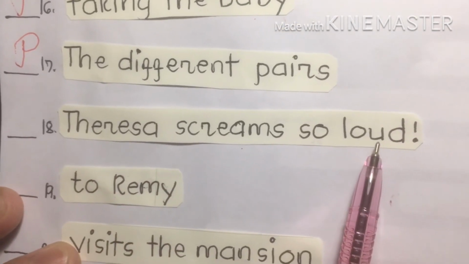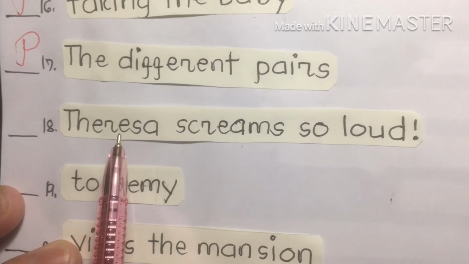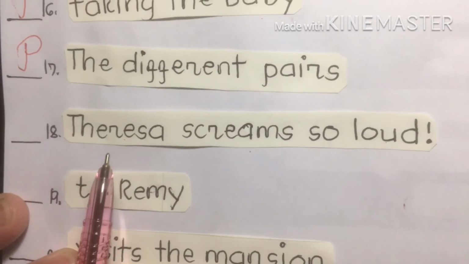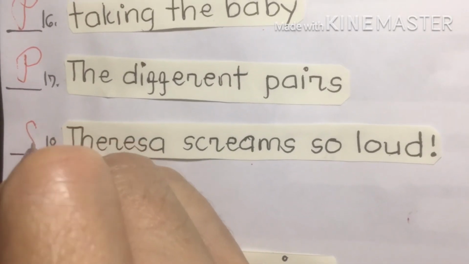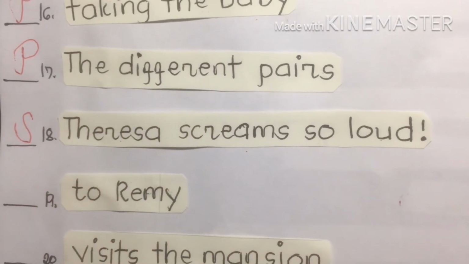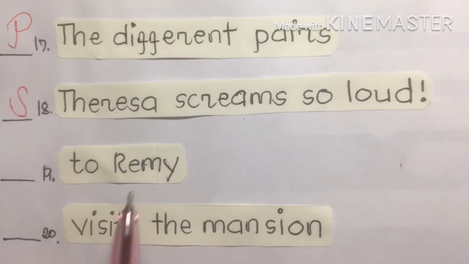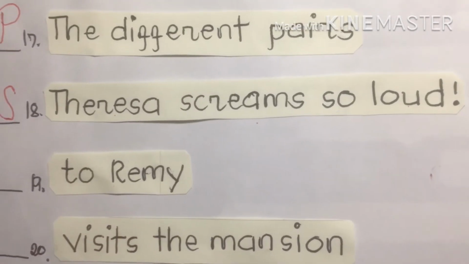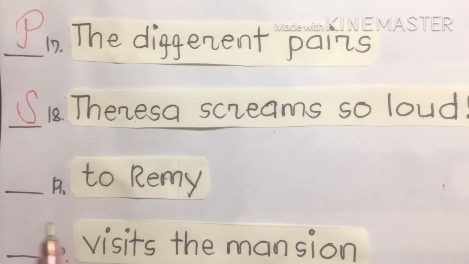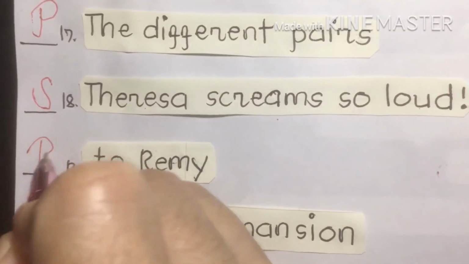18. Teresa screams so loud. Oh, who screams so loud? Teresa. It's answerable by the subject or the doer of the actions. This is a sentence, my dear viewers. 19. To Remy. What is that, to Remy? So there is not complete detail. Okay, this is incomplete. This is actually a phrase.